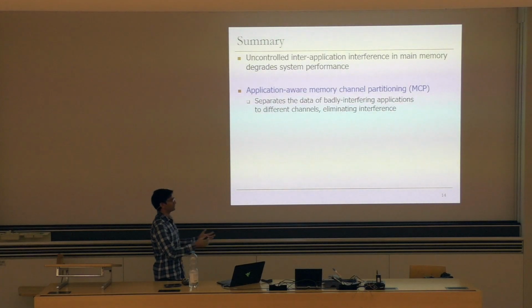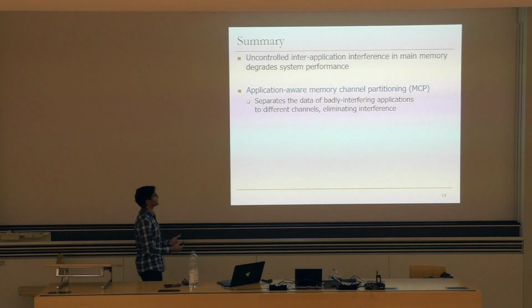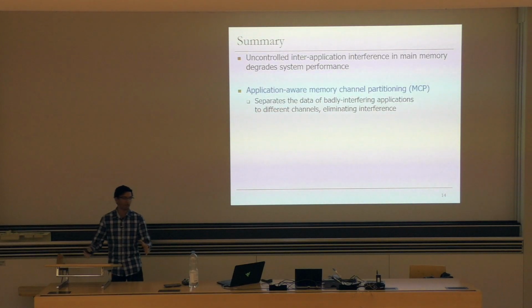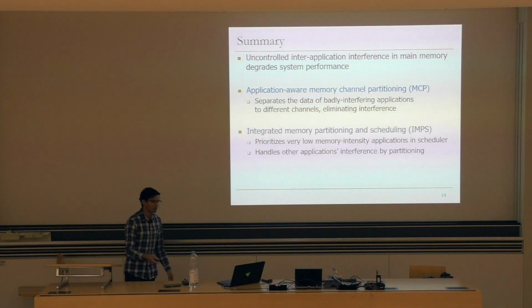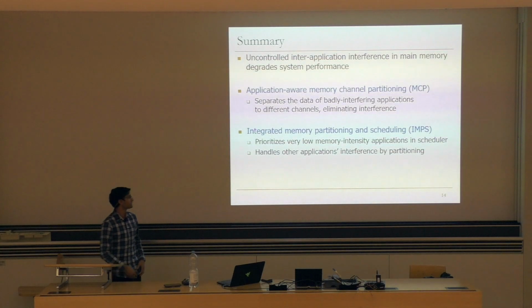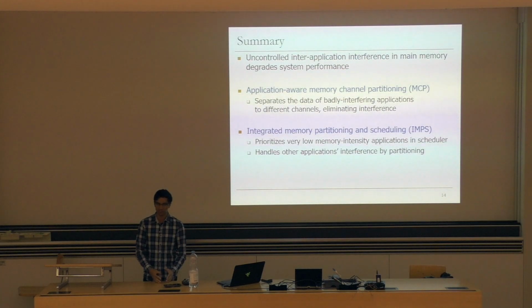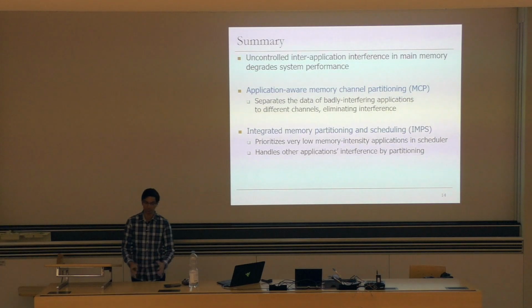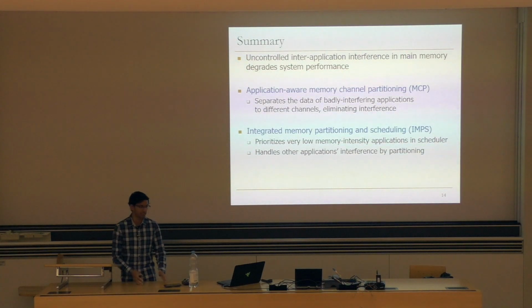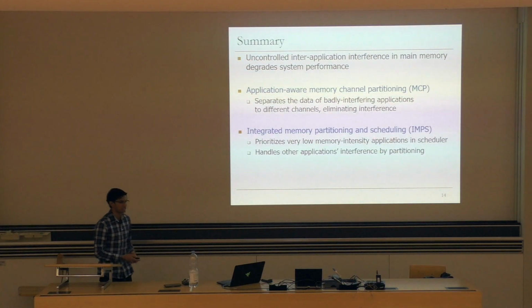And so to this end, the authors propose two new mechanisms for alleviating this interference. The first is memory channel partitioning, which tries to do some data mapping to separate the data of applications that will interfere with each other pretty badly, thereby eliminating that interference. The second mechanism is called IMPS, and this tries to prioritize low memory intensity applications during memory request scheduling, and that also reduces the interference, but at the scheduler level as opposed to data mapping, right? And so IMPS represents a combination of MCP and the scheduling changes.